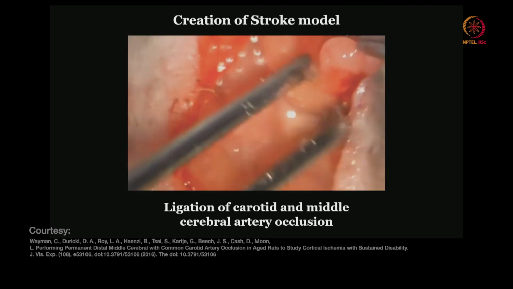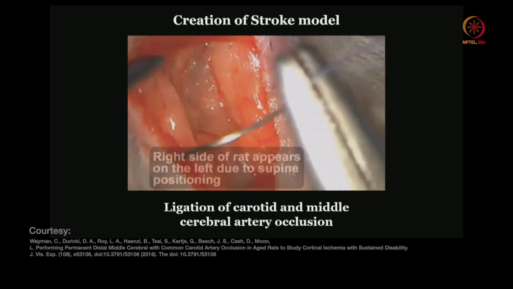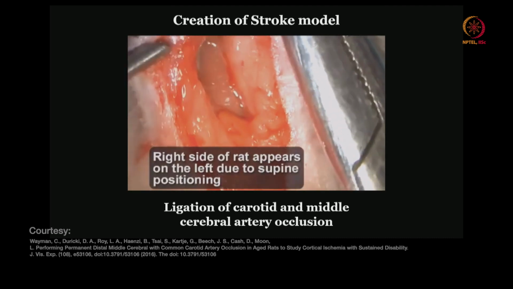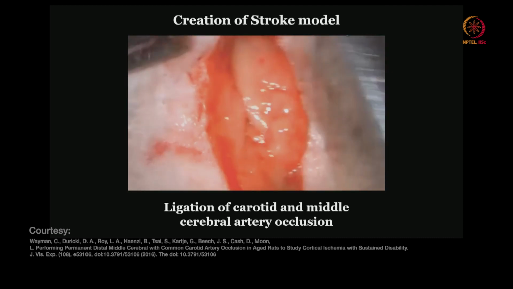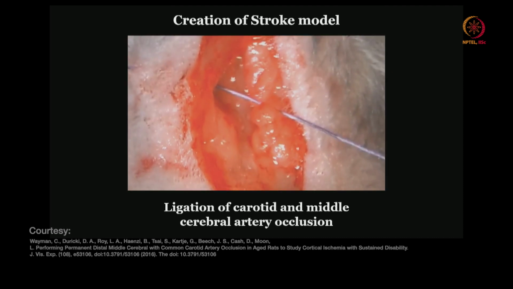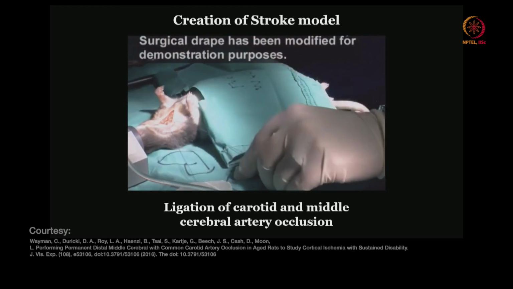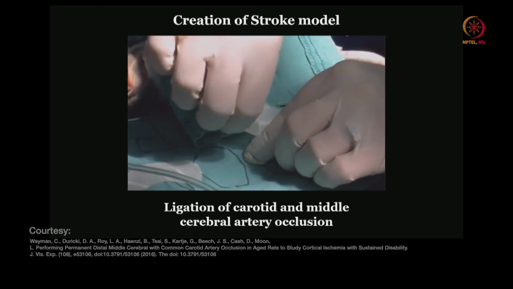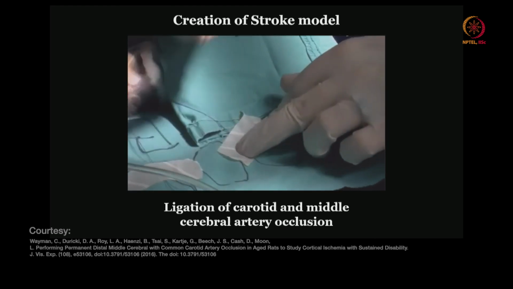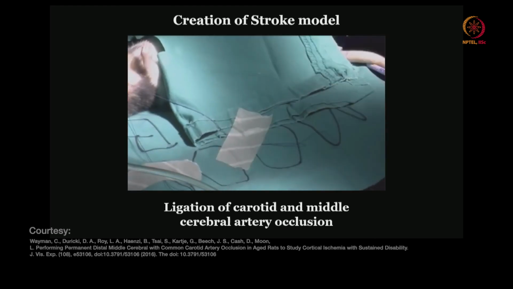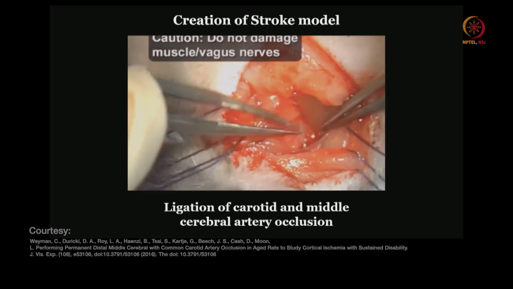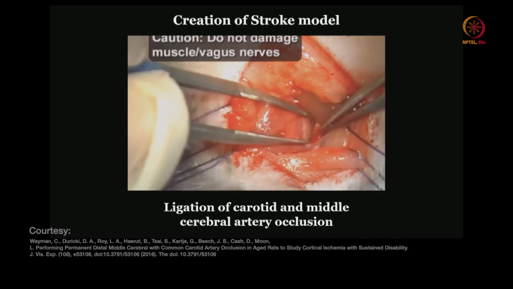You make a midline incision from the lower jaw to the sternum. So this is in the supine position. Ideally this is done first, before we actually do the craniotomy. That's the supine position where you can see the skin has been opened up widely, and then put stay sutures to keep the structures in view.